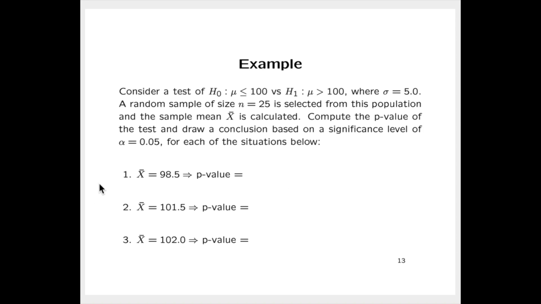For example, if the sample mean turns out to be 98.5, what is the p-value and what is the conclusion that we would draw? If the sample mean is 101.5, again, what would be the p-value and what would be the conclusion? And finally, if the sample mean is 102, what would be the p-value and what would be the conclusion that we would draw?